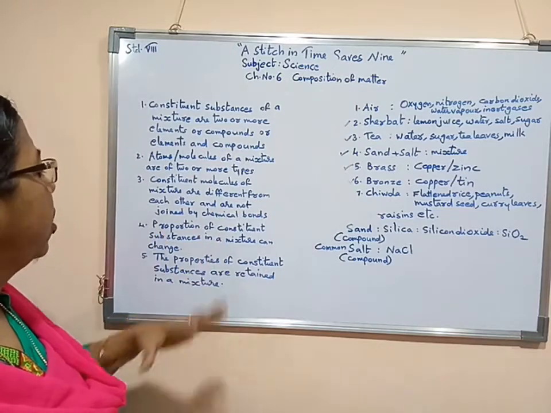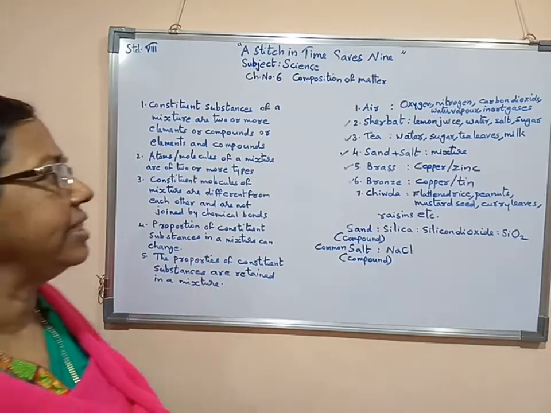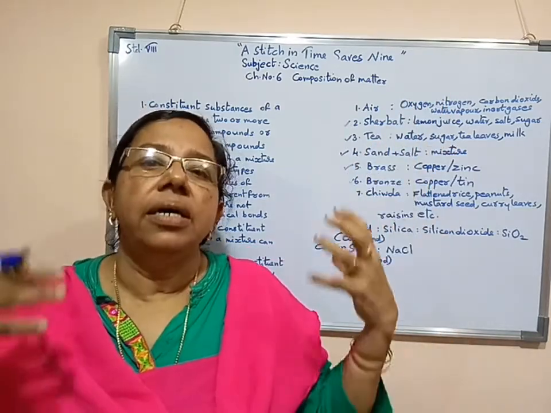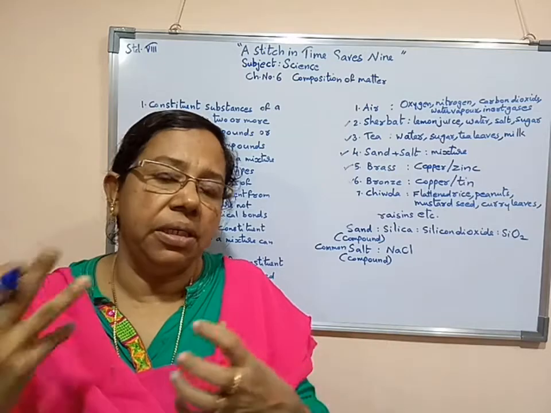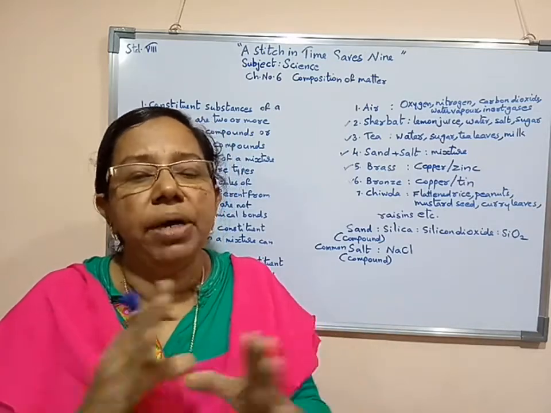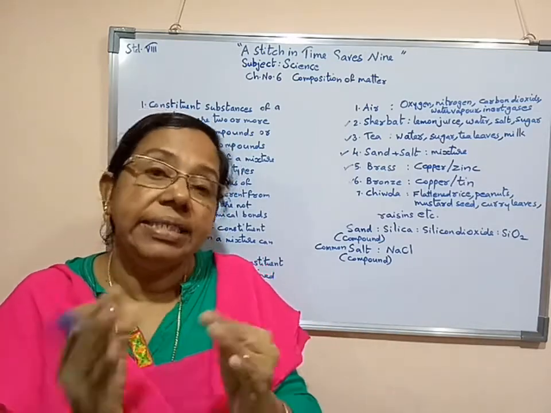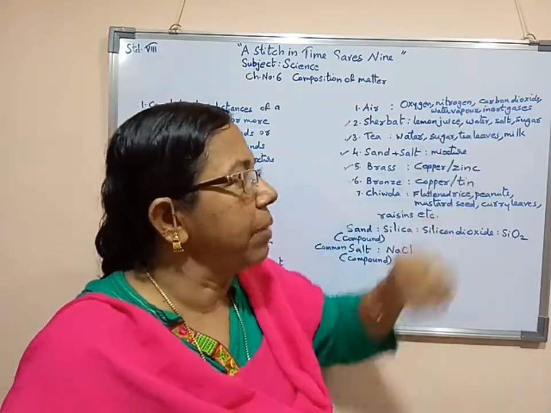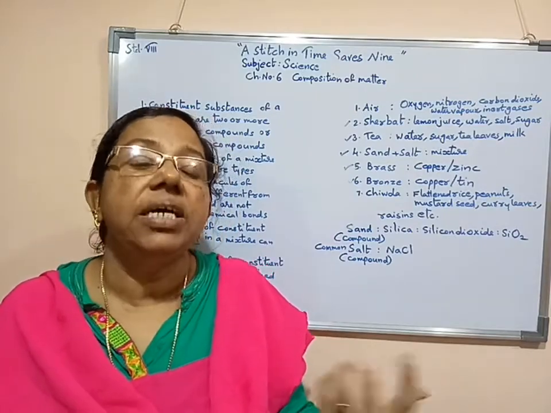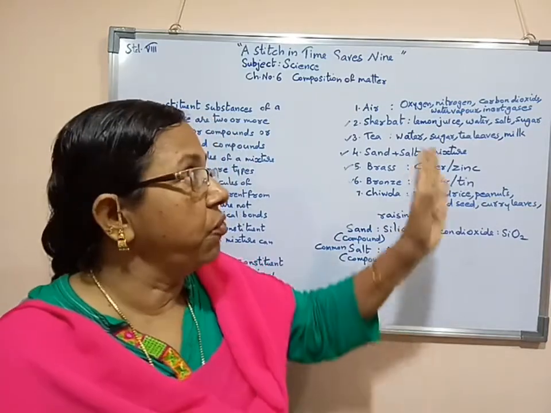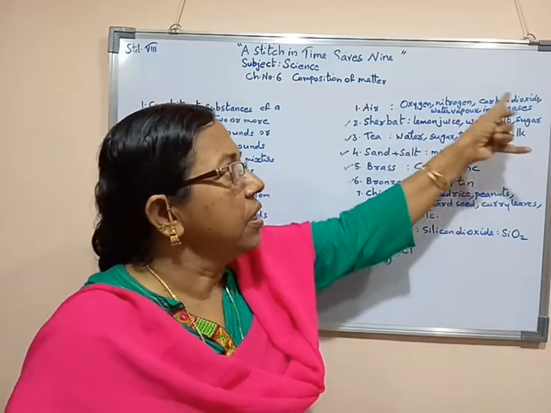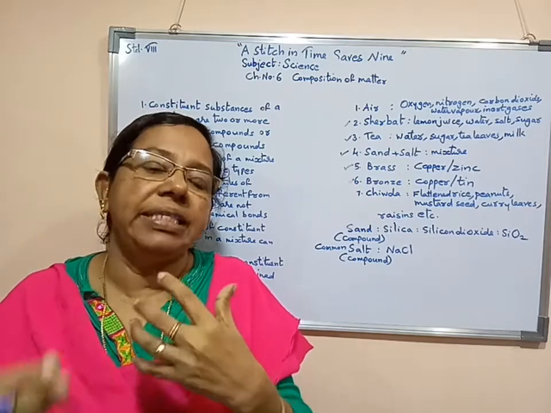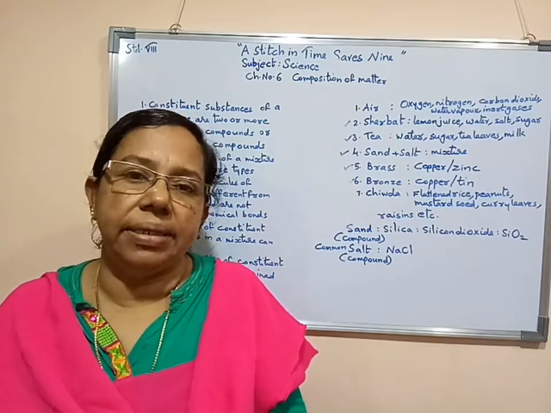Now here, the proportion of constituent substances in a mixture can change. As I told you before, oxygen, nitrogen, carbon dioxide, water vapor, inert gases, their quantity may not remain fixed. They may change here and there. Quantity of water vapor may change. Quantity of carbon dioxide may change. Quantity of oxygen may change. Quantity of nitrogen may change. So the proportion of the constituents of a mixture won't remain the same. It may change somewhat here and there.